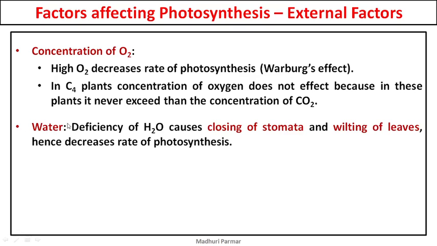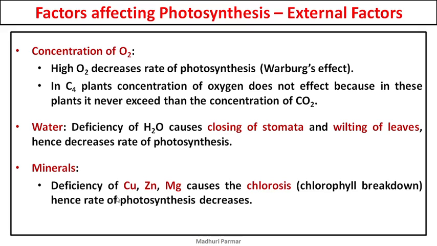Then comes water. If there is deficiency of water, then the stomata will close. If the stomata are closed, then of course carbon dioxide cannot enter. Second thing, if there is deficiency of water, the leaves will wilt. Okay, the leaves or the plant itself will wilt, and if it wilts, then the surface area of the leaf becomes reduced, and when the surface area of the leaf is reduced, the photosynthesis rate will also decrease.